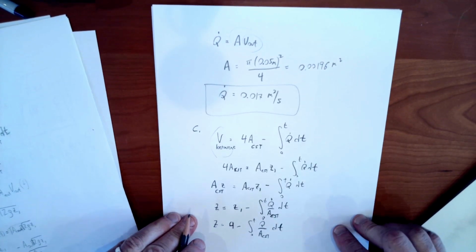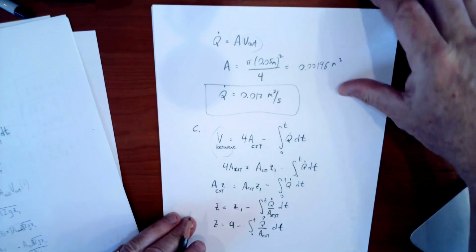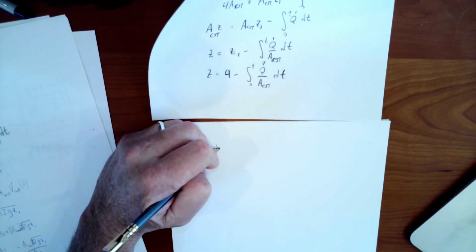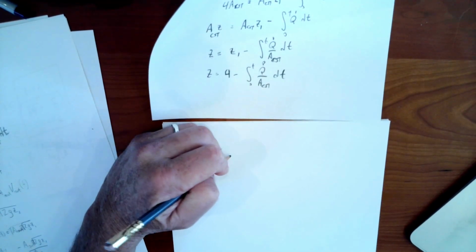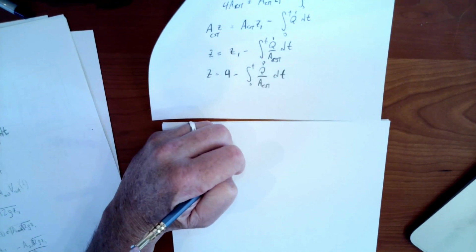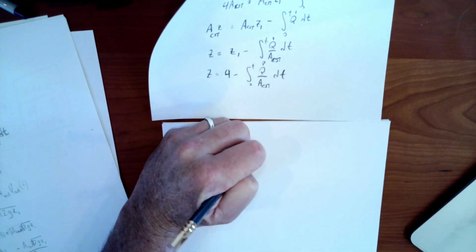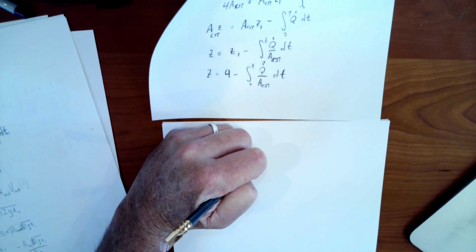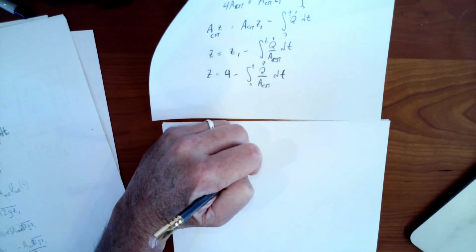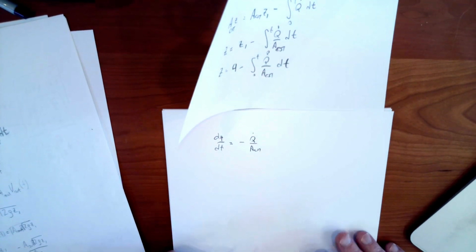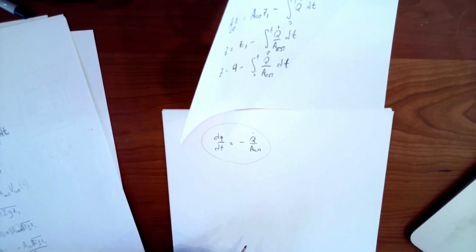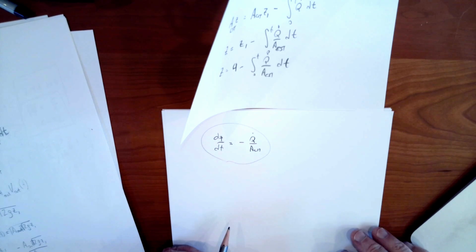Now I'm going to take dz/dt, so I'm going to take the derivative of both sides. The derivative of z is dz/dt. The derivative of 4 is 0. The derivative of the integral is just what's left in the integral, so Q dot over A_CST there. So that's my ODE.